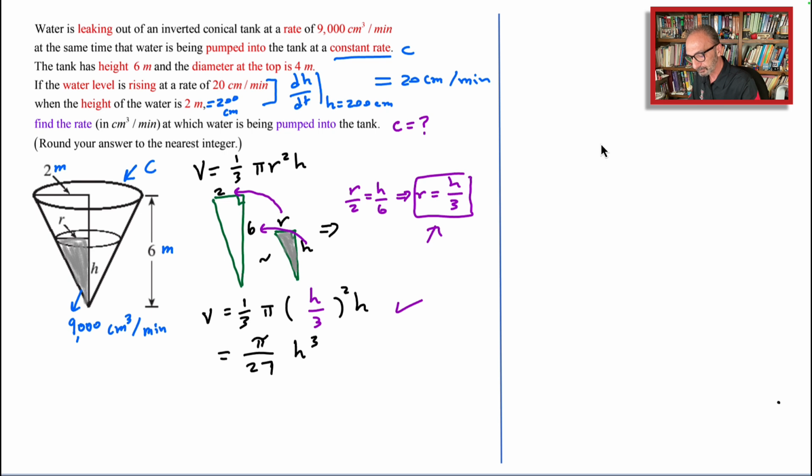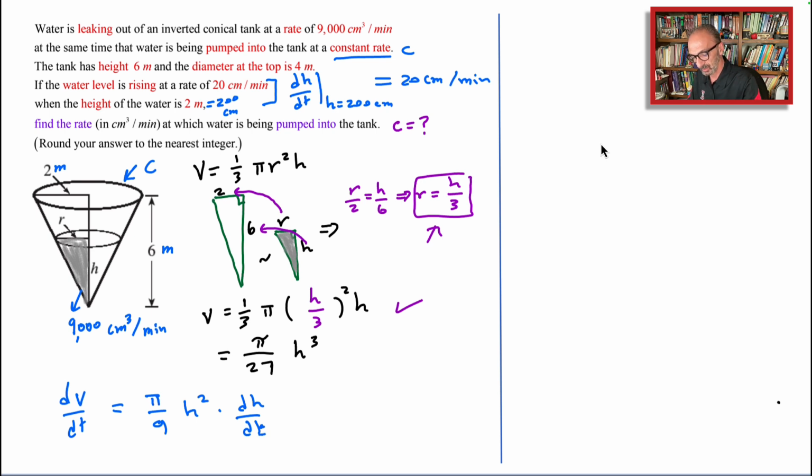Now, I have two things. We have dV dt, the derivative of the volume with respect to t, will end up with pi over 9 h to the second. 3 goes in the front, simplifies with 27, gives us a 9, times dh dt, using the chain rule.